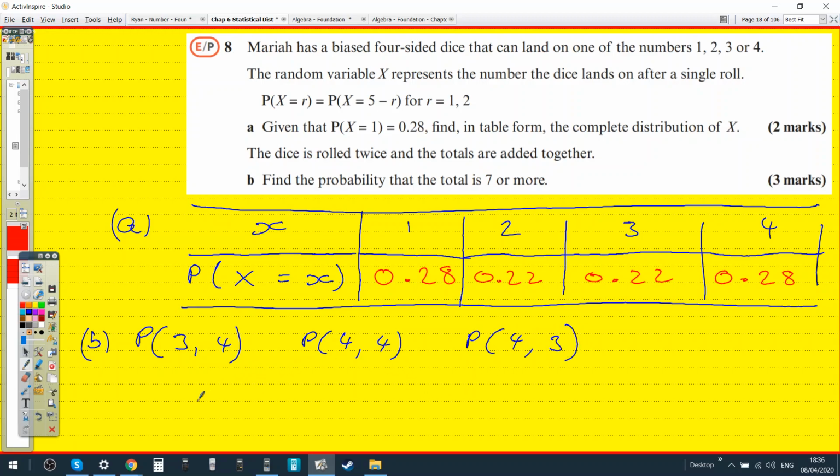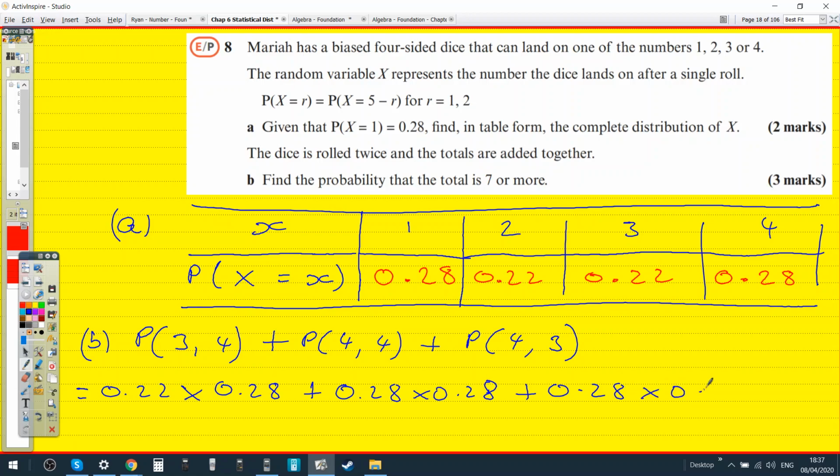So then would we do 0.22 plus 0.28? That would be if it lands on either 3 or 4. We want the probability that it lands on both 3 and 4. Times. Yep. And then add 0.28 times 0.28 plus 0.28 times 0.22, which gives us 0.2016.